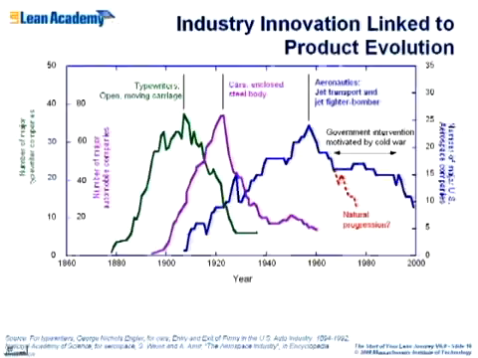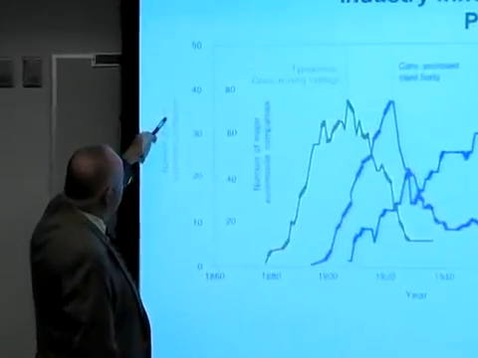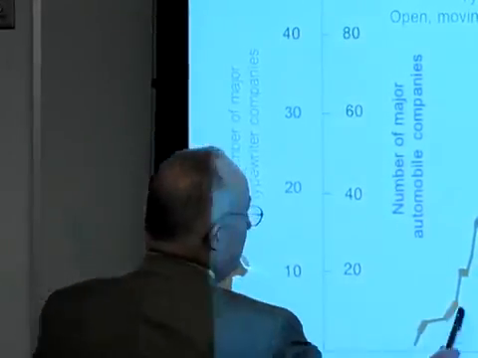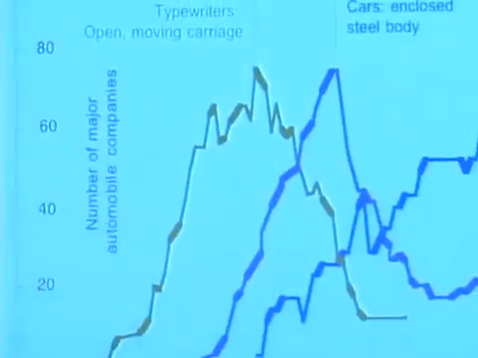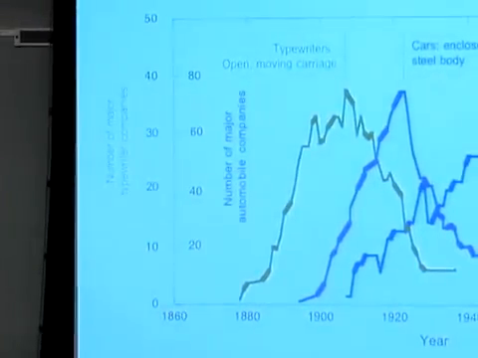But there's some terrific work that was done here at MIT in terms of studying the evolution of products and innovation. This, in green color, I guess that's sort of green, is the number of major typewriter companies in the world. And you can see it goes up and down like that. At the peak, there were like 75 companies making typewriters.